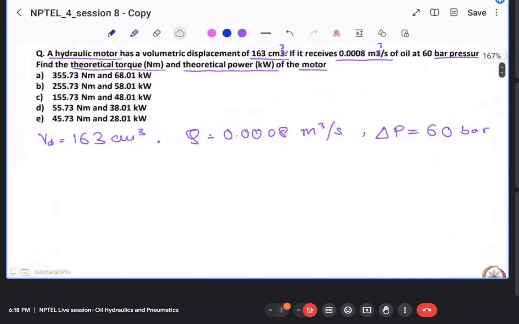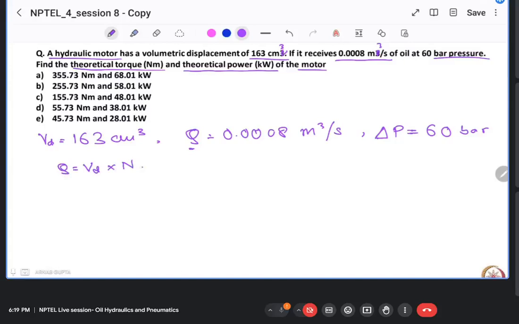Okay. So here it is asked: a hydraulic motor has a volumetric displacement of this one. Once you're given the volumetric displacement, you will be expecting that there should be some rotational speed of the motor. If you multiply your rotational speed with that, you will get your discharge. So what you can write is Q is equal to VD into N.